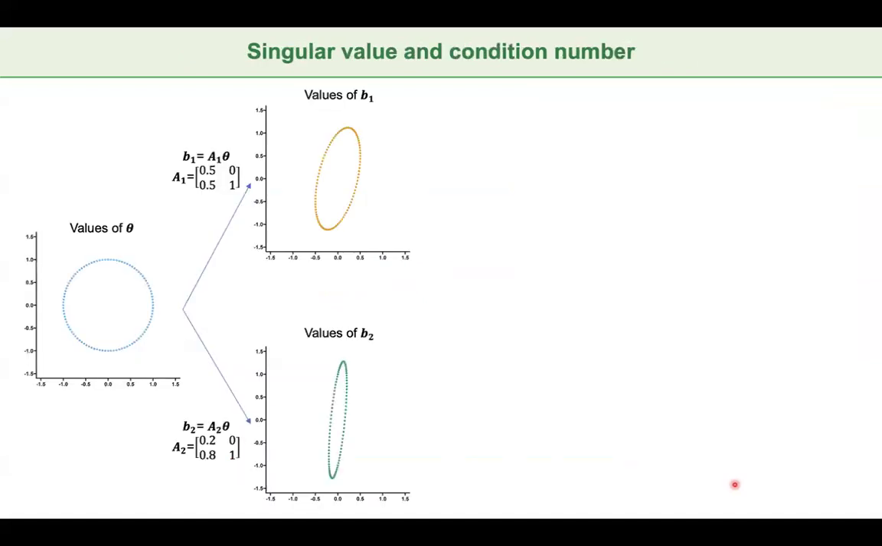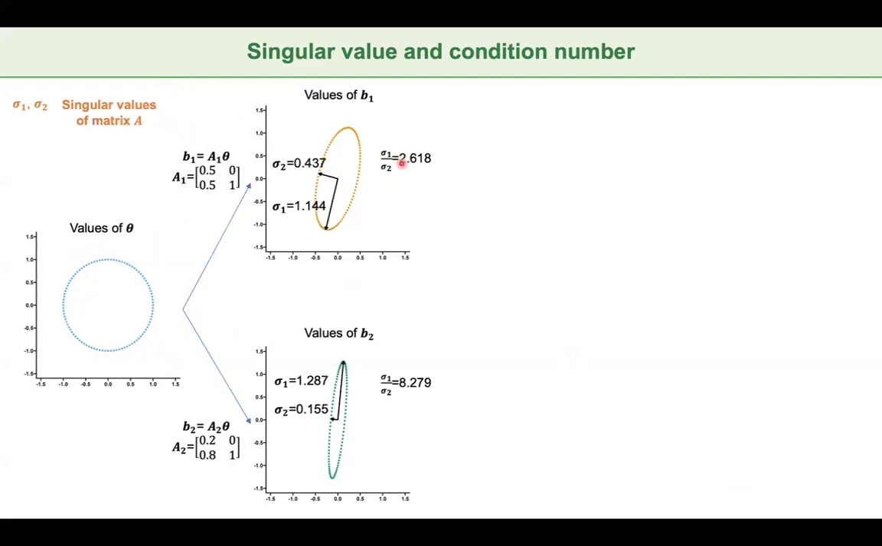Let's take a look at some features of the A matrix. We simulated 100 theta values whose positions form a circle with radius 1 and center 0. Then with two different A matrices, A1 and A2, we can calculate the corresponding B1 and B2. The values of B1 and B2 form ovals or ellipses.